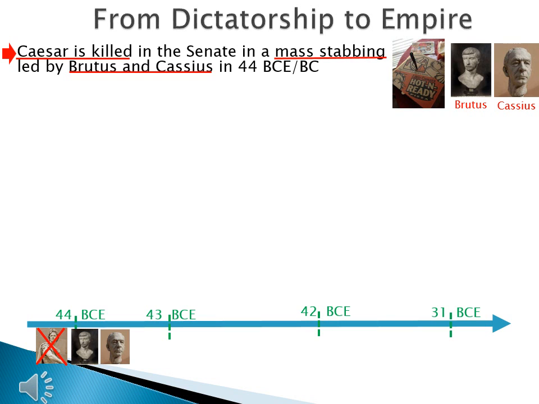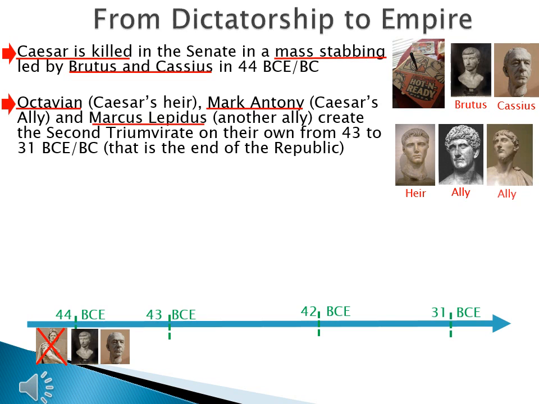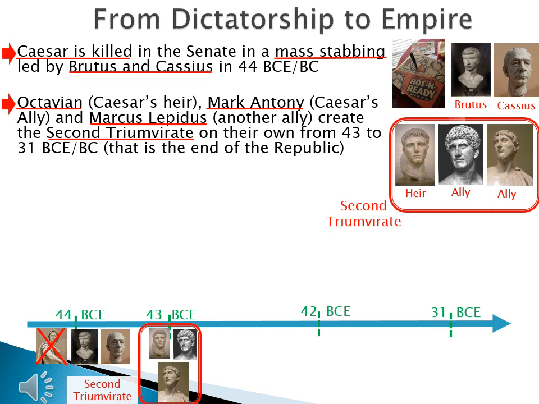Here's what happens. Octavian, who is Caesar's heir, it's his stepson, Mark Antony, who is Caesar's ally, and Marcus Lepidus, who is another ally of Caesar, create the Second Triumvirate on their own from 43 to 31 BCE. They are not appointed to be the leaders of Rome. They just take control of the civilization. And that is the end of the Roman Republic.